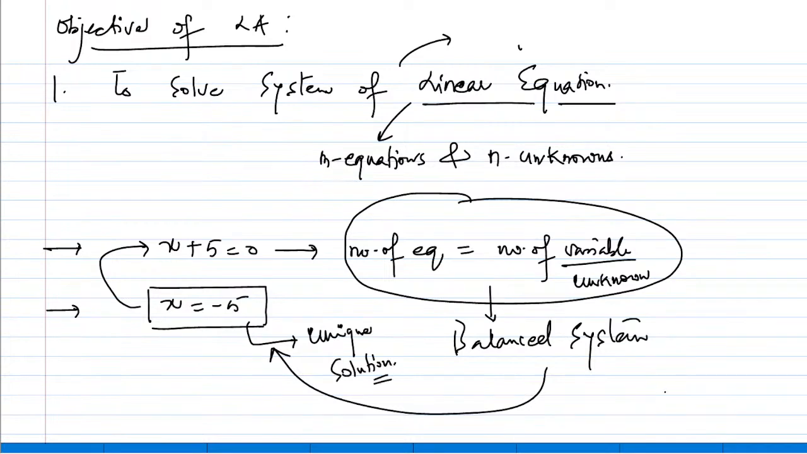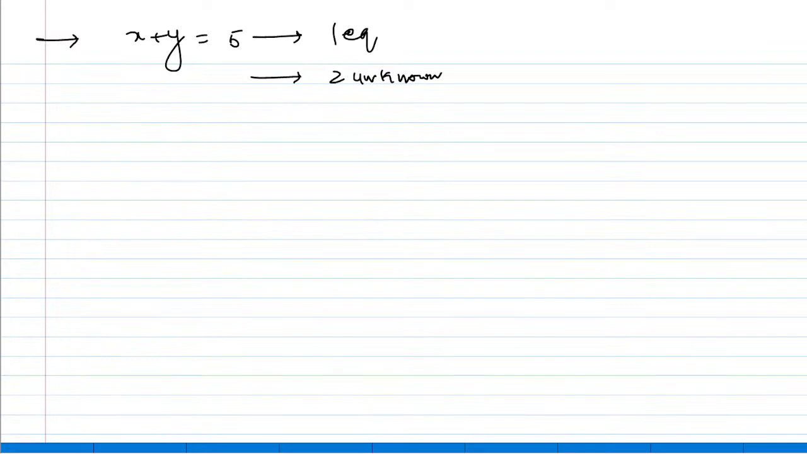Now let us take one equation and two variables. I'm going to take one equation like x plus y equal to 5. How many equations are there, guys? Sorry, one equation is there and two variables, two unknowns. One equation and two unknowns. Understand?